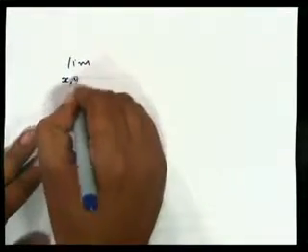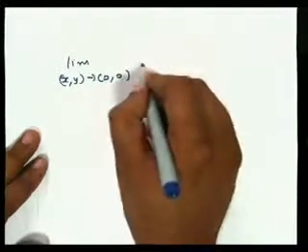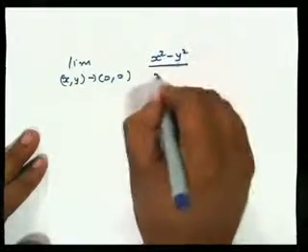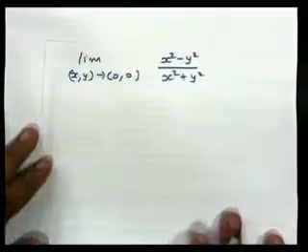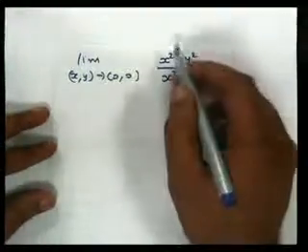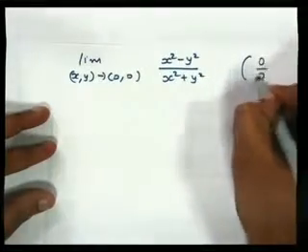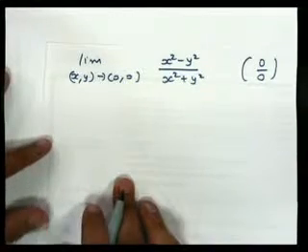Find the limit as (x, y) tends to (0, 0) of (x² − y²) / (x² + y²). Now if I approach with the previous technique and put x equals 0 and y equals 0 here, then this is the 0/0 form, which is undefined. So I have to check this limit by a different method.